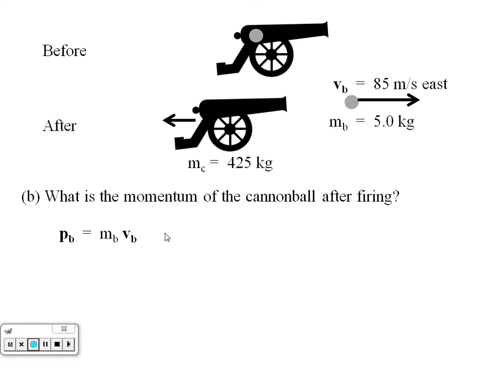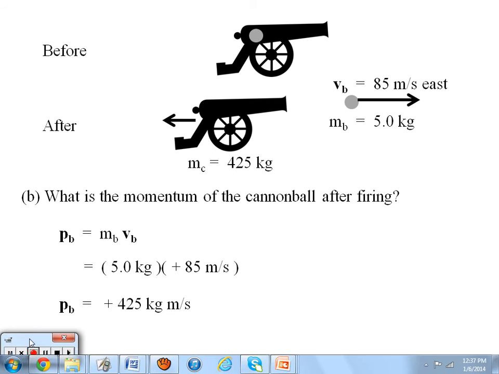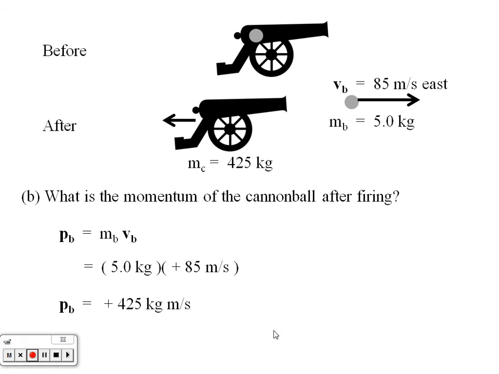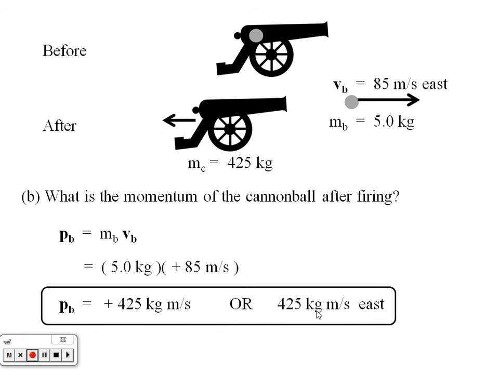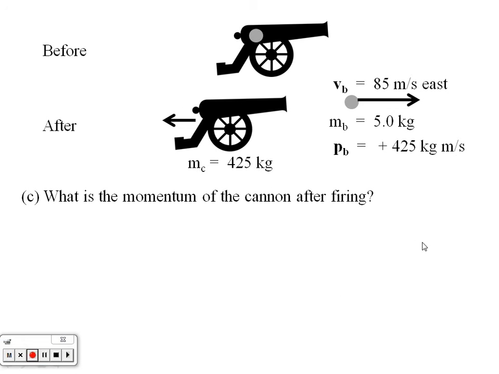Alright, if I represent the momentum of the ball as m times v, the mass of the ball is 5 kilograms and the velocity is 85 meters per second. So inserting those numbers, I get a value of positive 425 kilogram meter per second. Or I could just as easily say 425 kilogram meter per second to the east. Okay, either answer is okay. Part C, what is the momentum of the cannon after firing?